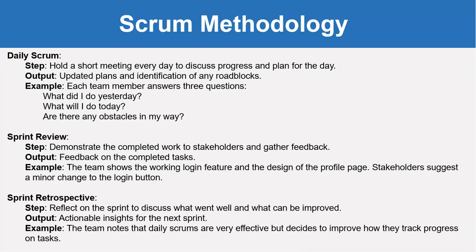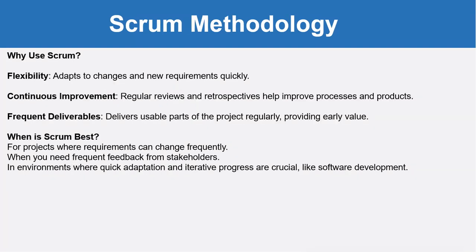Then sprint retrospective, in which we reflect on the sprint to discuss what went well and what can be improved. The output is actionable insights for the next sprint. For example, the team notes that daily scrums are very effective but decides to improve how they track the tasks. So basically it's a meeting in which we try to understand what things are positive, which should be continued, and which things are negative, which should not be continued.